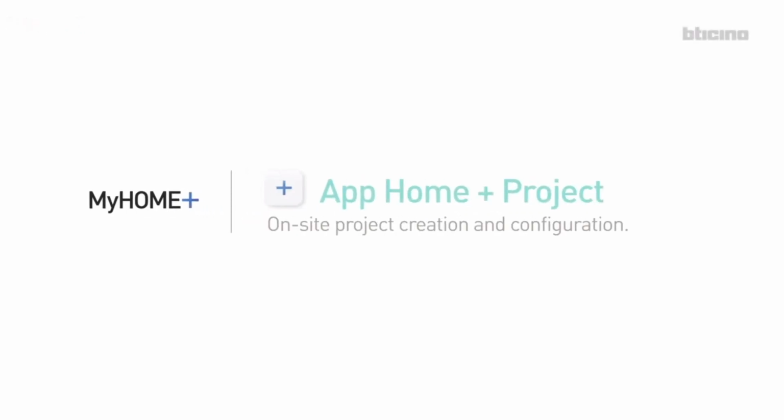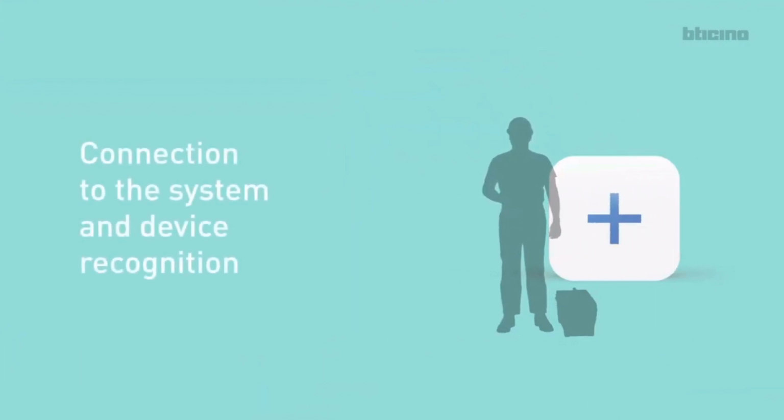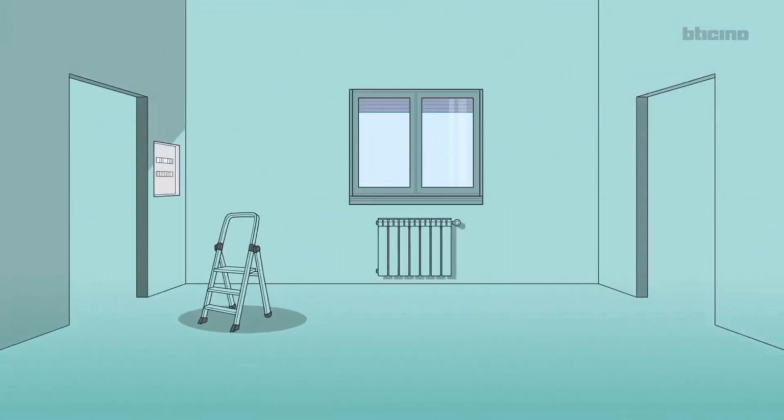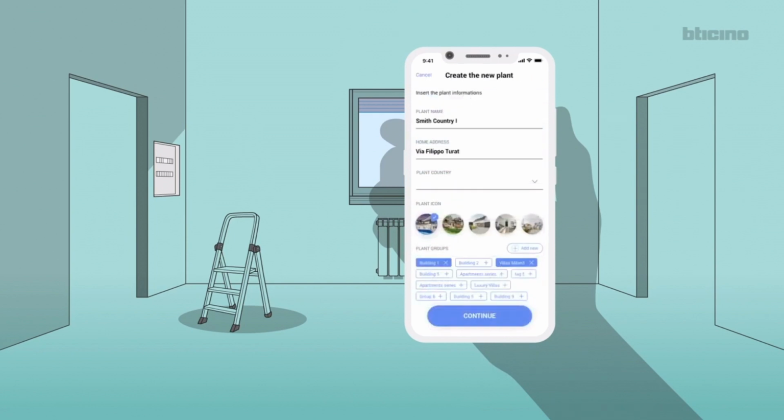Plus Project app, on-site project creation and configuration, connection to the system and device recognition. Start the Home Plus Project app and select New System. Enter the project data and assign an icon or a group.